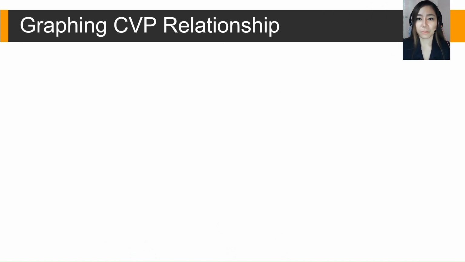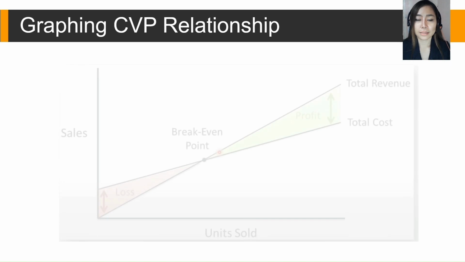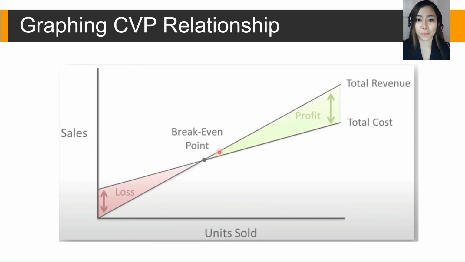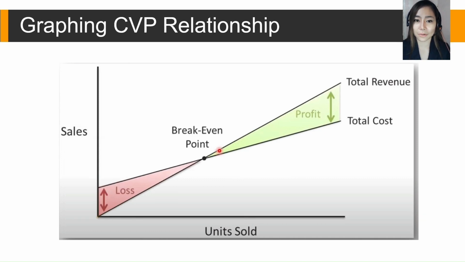So, graphing the CVP relationship. The CVP relationship can also be expressed in the form of a graph called a CVP graph. The graph shows the relationship between total revenue and total cost. The area between the two lines below the break-even point represents losses, and the area above the break-even point shows the volume of total profit. This graph can be used to identify profit at different output levels. Always remember that your x-axis represents the number of units sold and the y-axis is the sales or total cost.